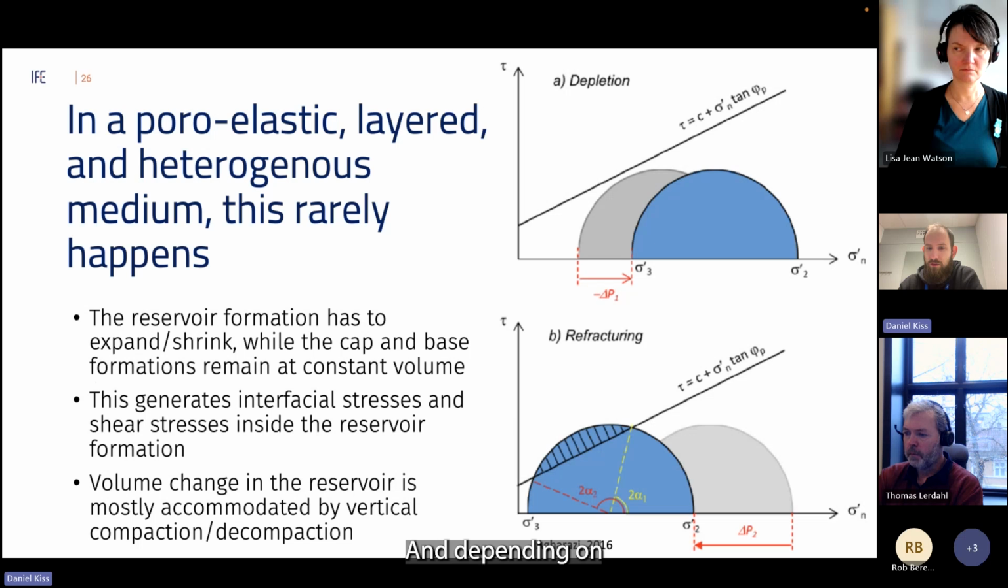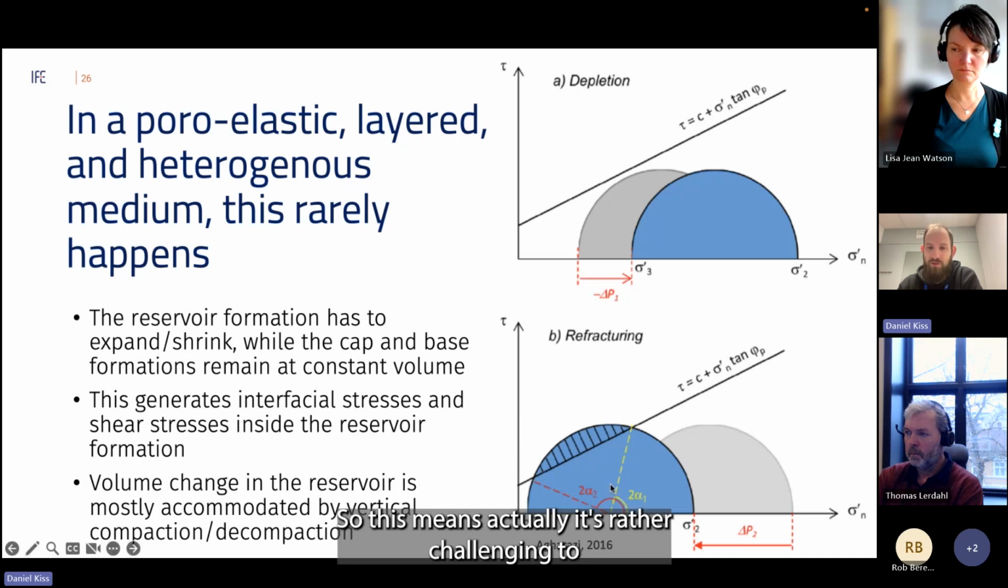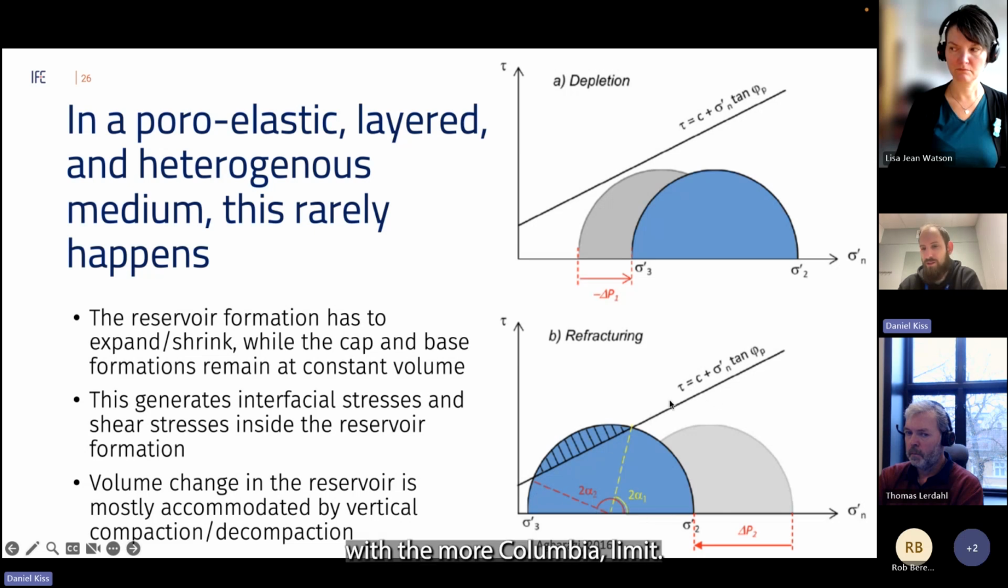And depending on if you have depletion or injection, and also depending on the initial stress state, in some cases it might be a stress decrease, a decreasing radius, but in most cases for me, I have seen stress increase. So this means it's rather challenging to first hit the yield at the tensile limit. At least in my simulations, most of the time I start with the Mohr-Coulomb limit.